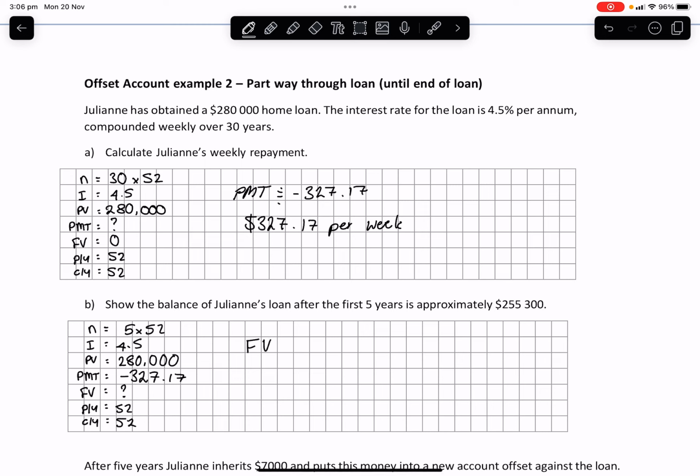So that means my future value comes out to be 255,267.27, which is approximately $255,300 as required. Now, because we were able to calculate this, this is the value I should use in future questions. Only use the given one if we can't actually show this, okay? So always use the one you calculate.